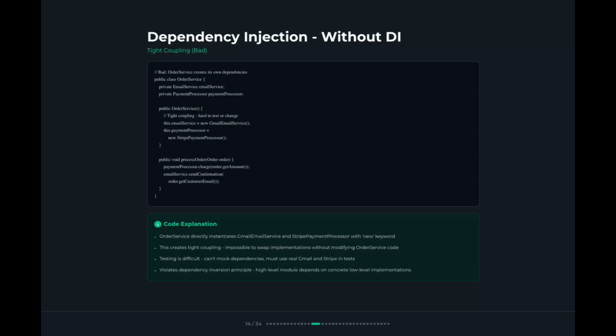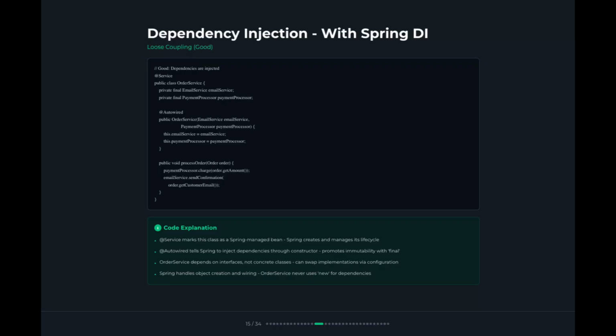This example is without dependency injection. OrderService directly instantiates GmailEmailService and StripePaymentProcessor with the new keyword. This creates tight coupling, making it impossible to swap implementations without modifying the OrderService code. Testing is difficult: you cannot mock dependencies and must use real Gmail and Stripe in tests. It violates the dependency inversion principle. A high-level module depends on concrete low-level implementations.